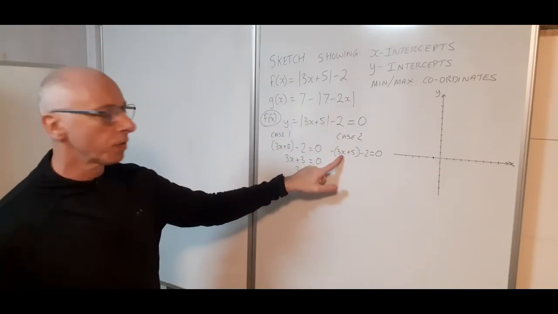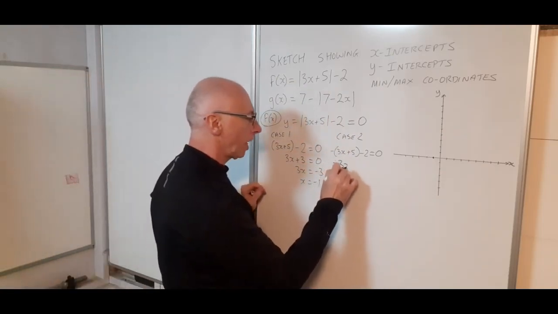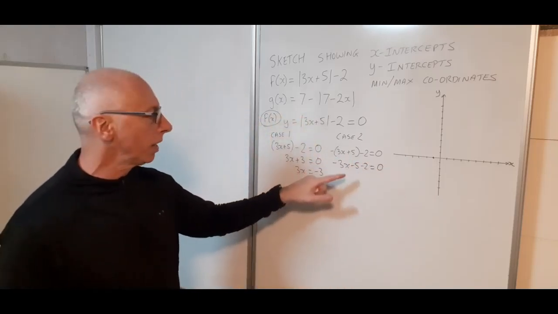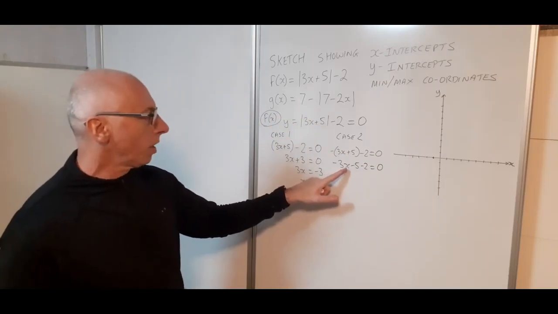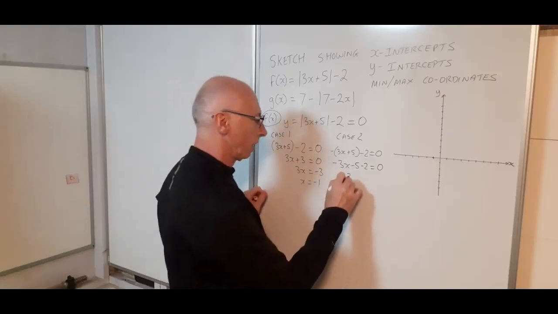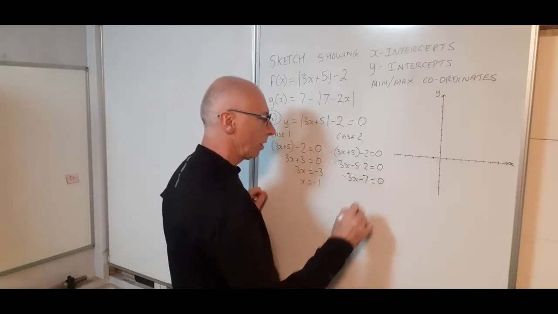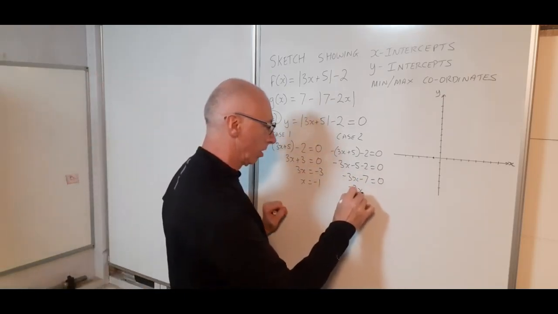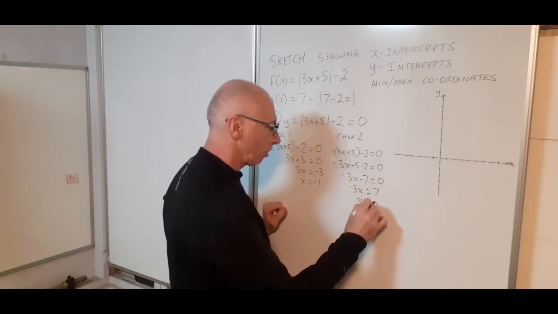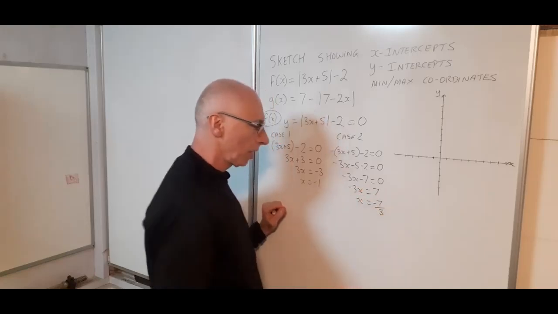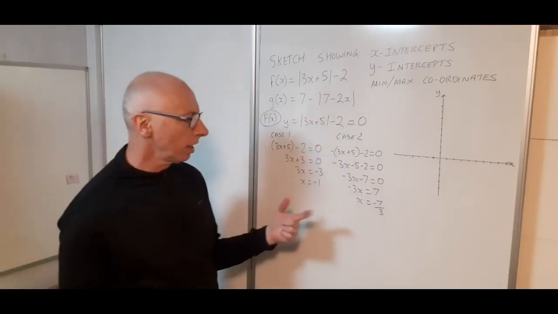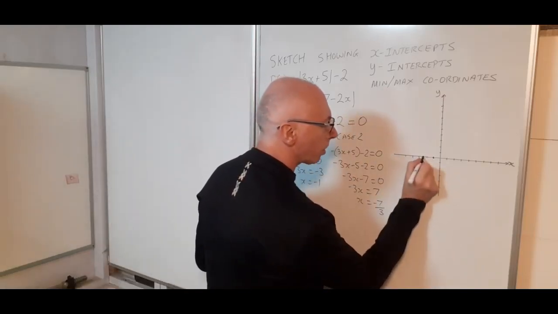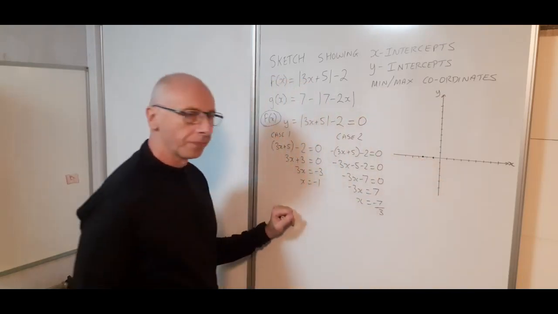Okay, now case 2 for f(x). So -(3x + 5), then I've got -3x - 5 - 2 = 0. So be careful distributing the minus symbol. So then we've got -3x - 7 = 0, in which case -3x = 7, and then x = -7/3. So that'd be my second intercept. So it's just 2 and a third. So there's 1, 2. So it's going to be somewhere around there.